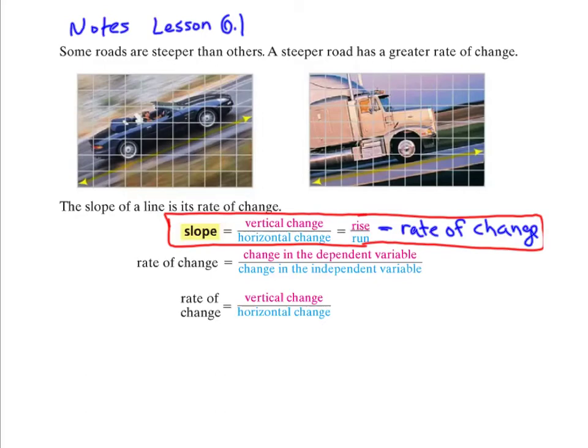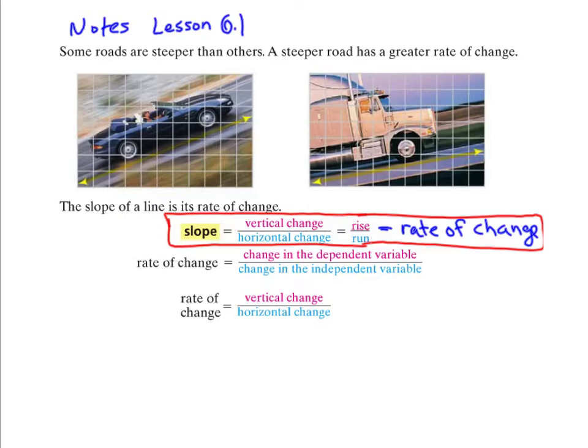Notes on lesson 6.1. This lesson is all about slope, and the slope is just a measure of how steep a line is. The higher, the more steep a line is, the higher the slope is going to be. The less steep a line is, the lower that rate of change or the slope is going to be. We've talked about this prior to this lesson. It came out of that red book where we've defined slope.